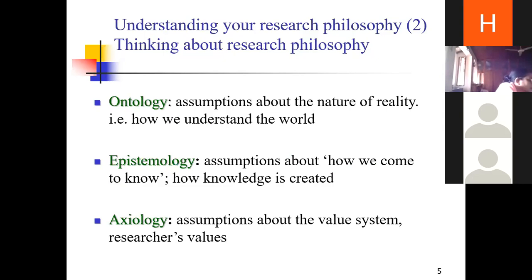Okay, so that's how epistemology can be explained. So once again, epistemology is about where you think the knowledge is and how you think you can acquire the knowledge, or how the knowledge is created. Okay?